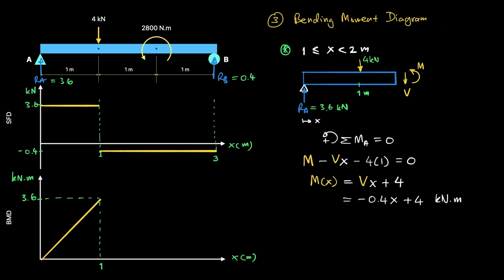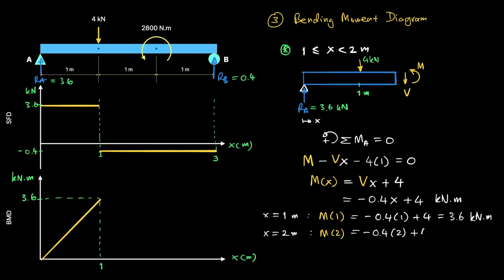So where is this minus 0.4 coming from? Again, we have to refer to the shear force diagram at the segment from 1 to 2 meters. The shear is minus 0.4 kilonewtons. Again, use the x here only for 1 to 2 meters. So for x equals 1 meter, M is minus 0.4 plus 4 equals 3.6 kilonewtons meter. So we're going to start with the same value here at 3.6 at 1 meter. And for x equals 2 meters, M is minus 0.4 times 2 plus 4, so equals 3.2 kilonewtons meter.